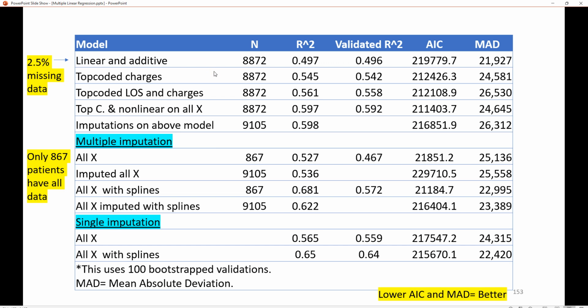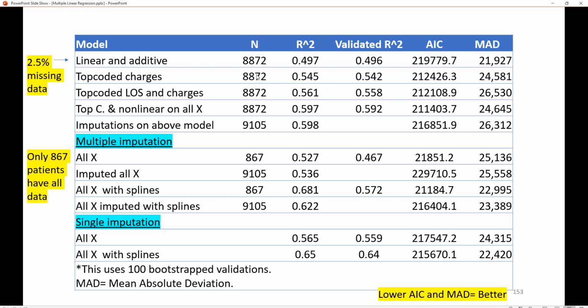And in each column, we have information about the sample size that we find in that data set, the R-square, the validated R-square, and the AIC, another way to judge model performance. It's the Akaike information criterion. And then on the very end, we have the mean absolute deviation, and that tells us the average deviation as an absolute value.